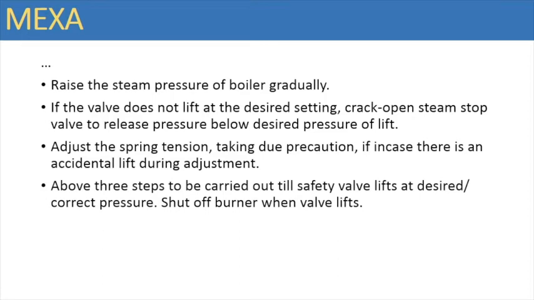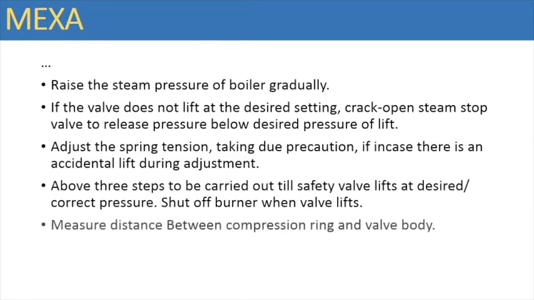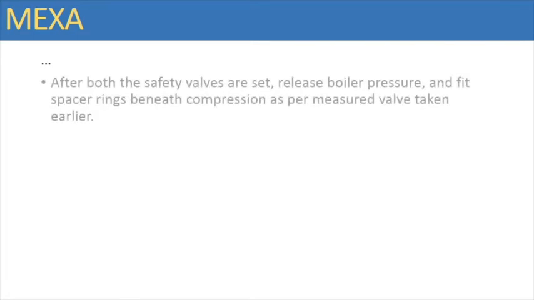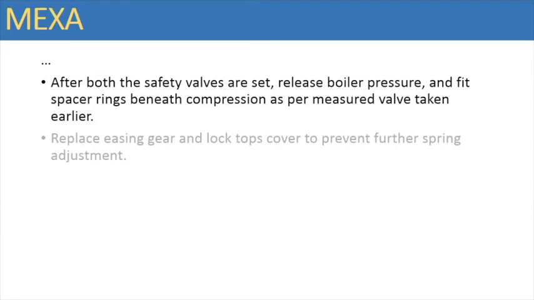Shut off burner when the valve lifts. Measure the distance between the compression ring and the valve body. Change over the gag and similarly set the other valve for the desired pressure. After both the safety valves are set, release the boiler pressure and fit spacer rings beneath the compression ring as per measured value taken earlier. Replace easing gear and lock top covers to prevent further spring adjustment. Check that all gags are removed.